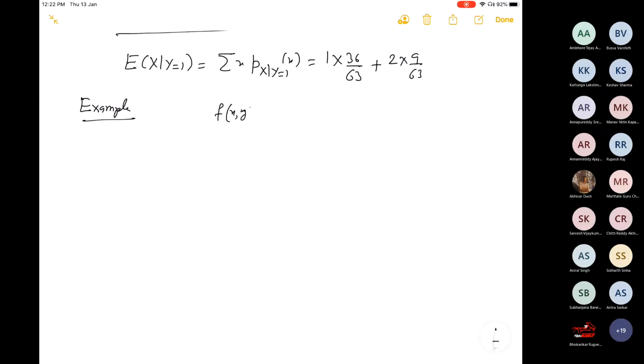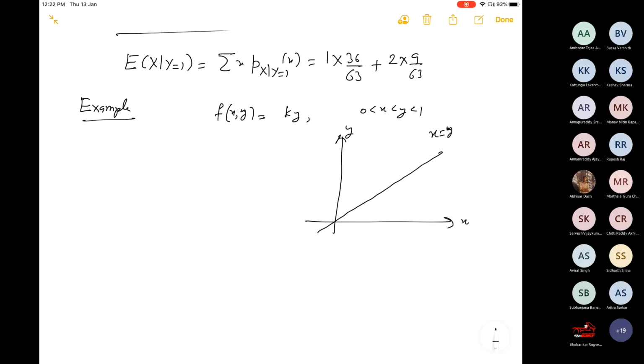So f(x,y) is ky, with x between 0 and 1. Now, this is x, this is y. x equals y is this line. So x is between 0 and 1, y is between 0 and 1. Now y is greater than x. So this is the region basically.